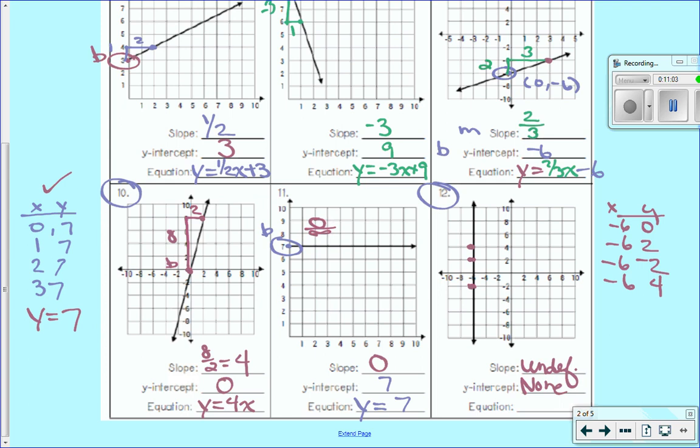What do we see with our y value here? Always 7, so y equals 7. What about over here? Does y equal -6? No. x equals -6. You got it. So vertical lines have an x equals, because your x value is always going to be the same, right? Horizontal lines will always be a y equals. Are you with that? Okay.